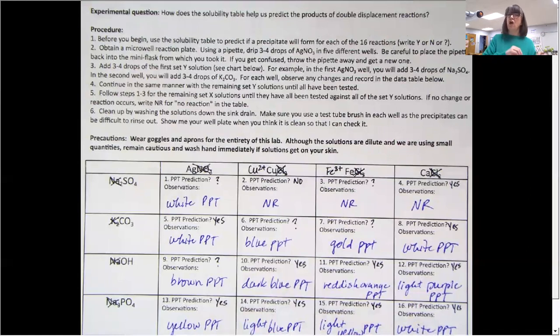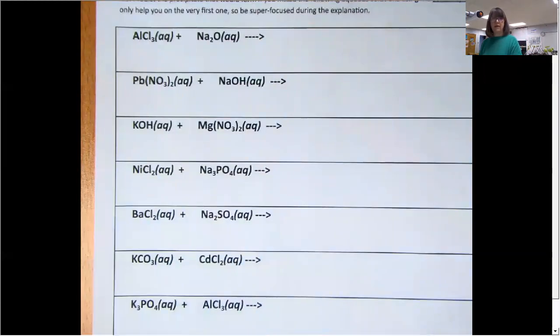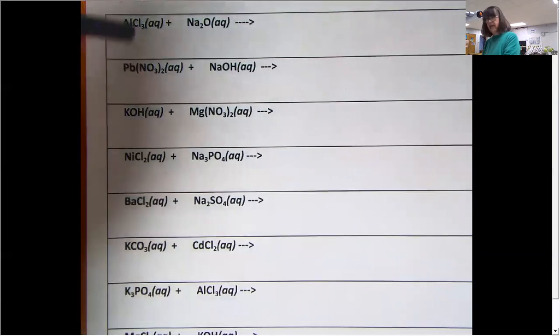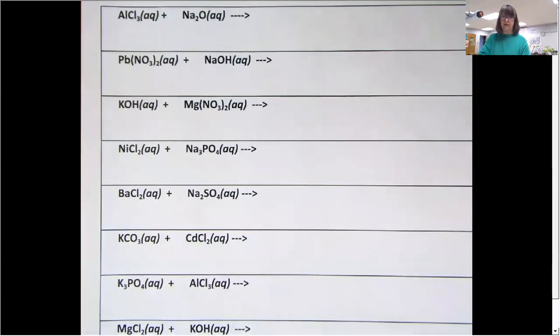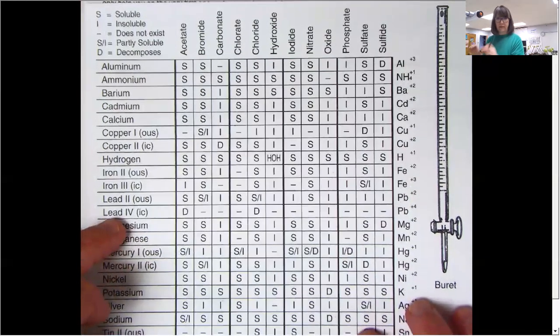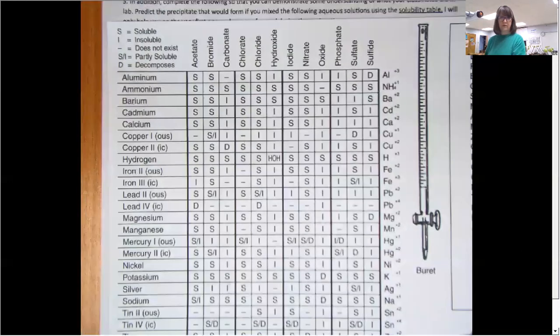Okay, some of you were not here for the lab. If you were here for the lab and all you're doing is the write-up, you're done and you can end this video. For those of you who are absent, you have one last step to compensate for not being here for the lab. And that is, you are going to write net ionic reactions for these 8 equations. How do you do that? Well, hopefully you were here when we predicted products, but if not, you are going to use this solubility table. We'll zoom out a little so it all fits.